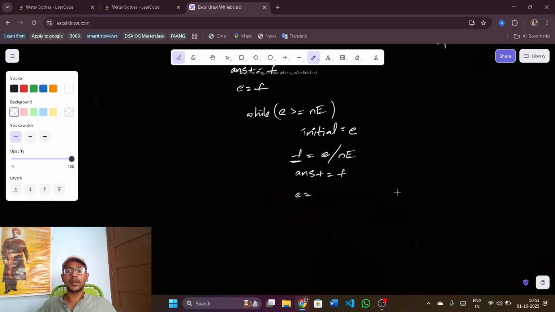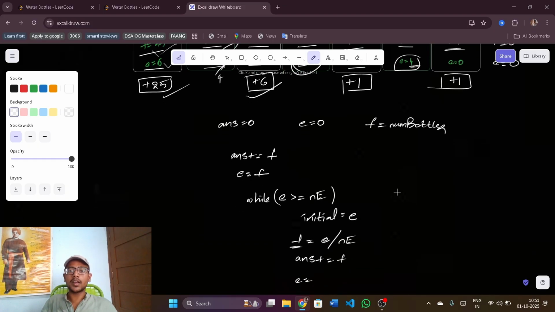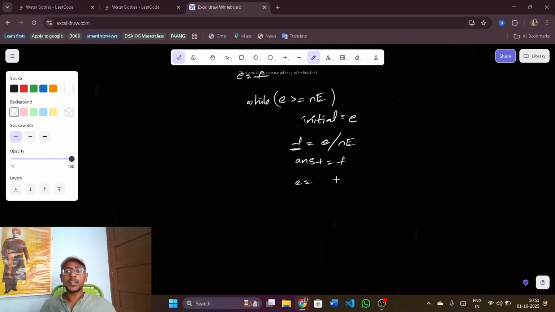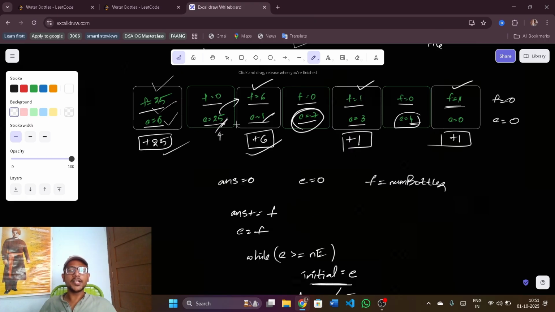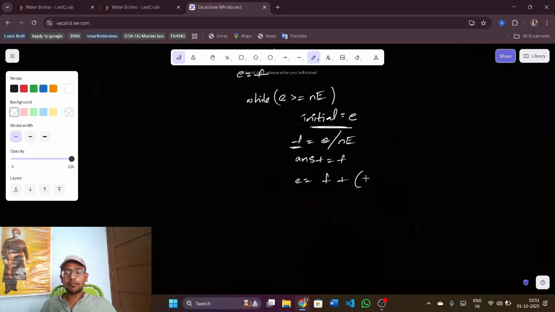1 is nothing but, how do I get 1? Let me tell you about 1 in just a few seconds. 6 is nothing but f. So f plus, what is this initial? Initial is nothing but e. So initially I got 25, but 25 is nothing but initial. So initial minus, I have this f.